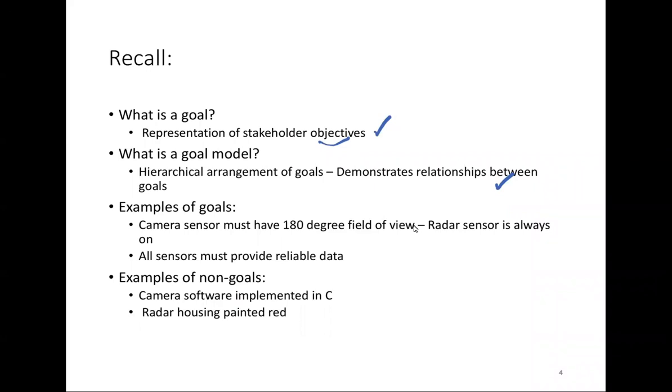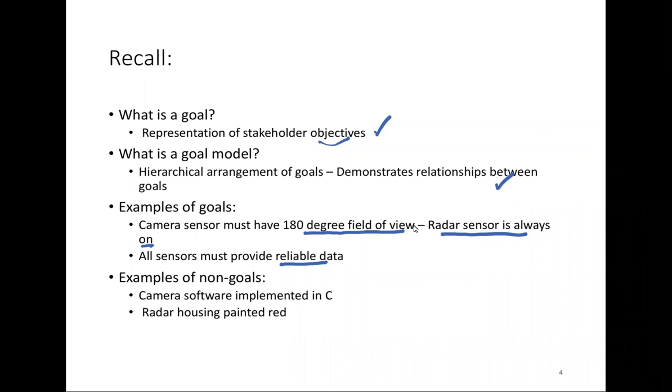As we have seen previously, examples of goals could be: the camera sensor must have a 100-degree field of view, and the radar sensor is always on. This is an objective. All sensors must provide reliable data. This is also an objective. Both of these objectives are soft objectives, so we consider them as soft goals. Some of them are related to reliability. Some of them are related to some quantitative assessment, like quality. So we consider them as soft goals.